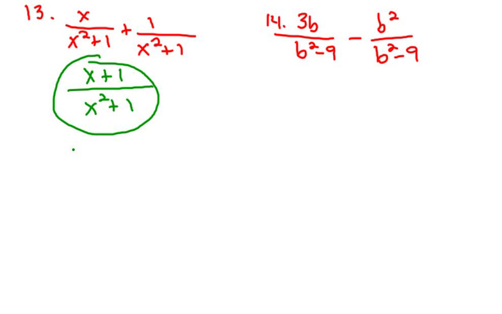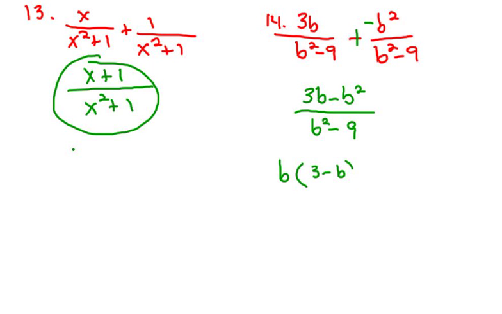Okay, let's look at 14. We do have a common denominator. Write it down. Remember, when you see a subtraction, we're going to change that to addition and change all the signs of the following numerator. And again, the numerators are not like terms, so just bring it down, 3b minus b squared. Unlike the first problem, number 13, this one can be simplified further. We have a GCF of b in the numerator, leaving you 3 minus b.